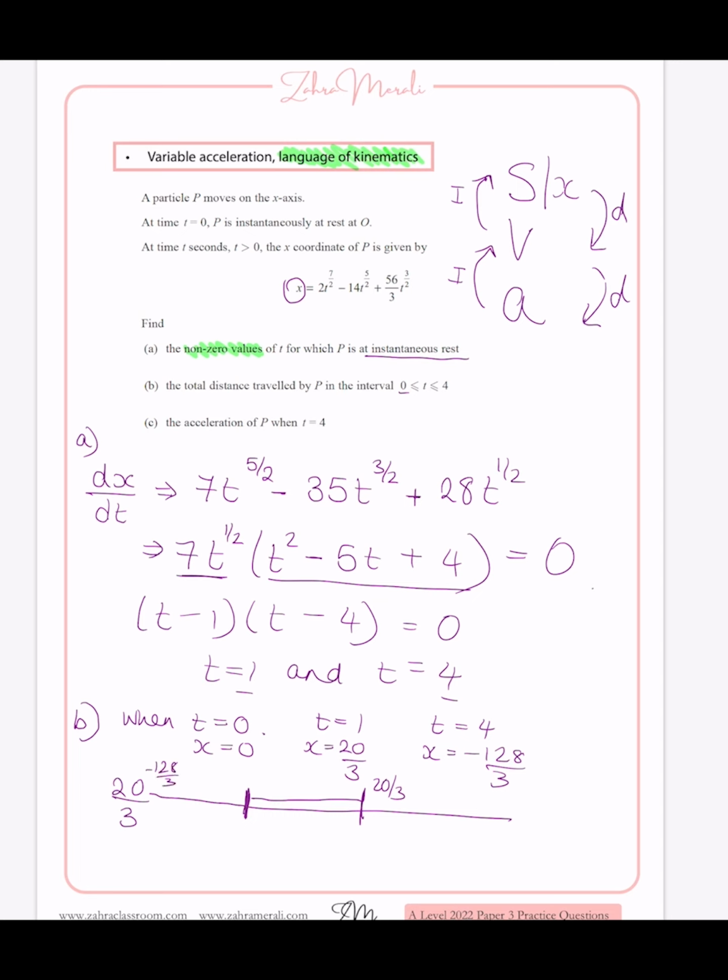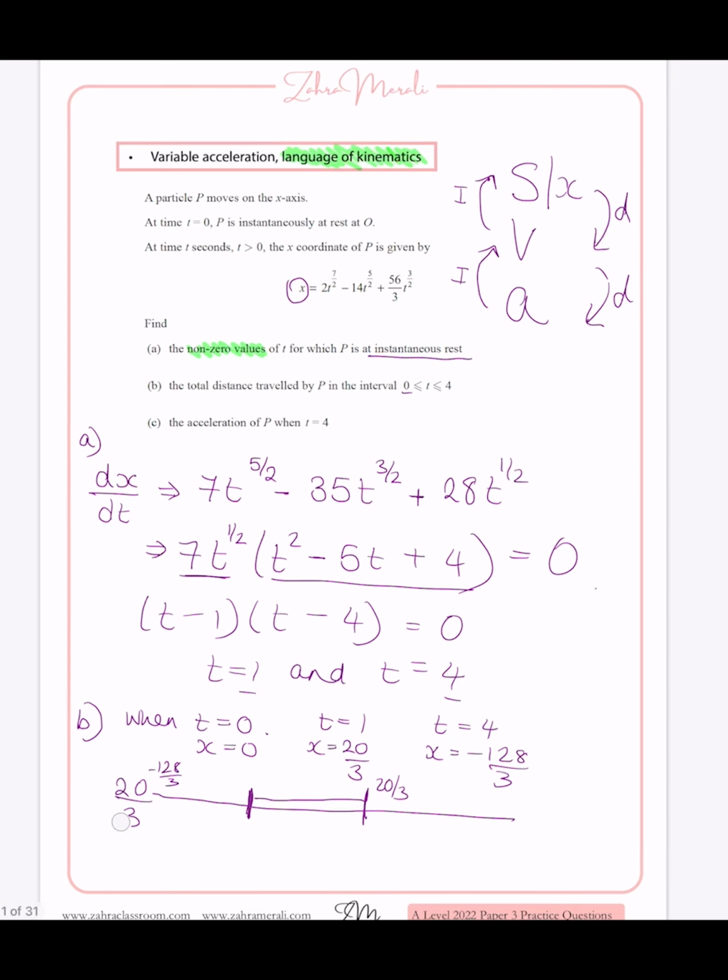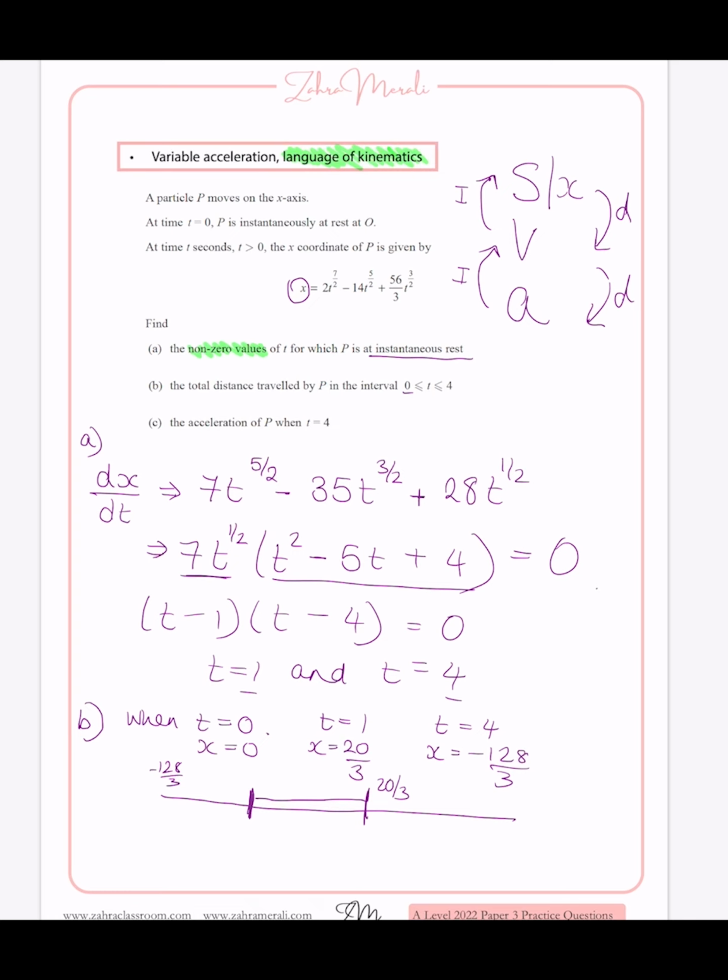So the way you've travelled is you've gone up here and then you've gone back. So it's going to be double the amount of this 20 over 3. Your total distance travelled is: I've started here, I've gone 20 over 3, then I've gone all the way there, but first I've had to go back to the 0 mark to get there. So I'm going to have 2 lots of 20 over 3 plus 128 over 3, which gives you 56.